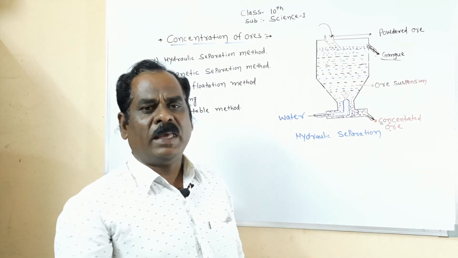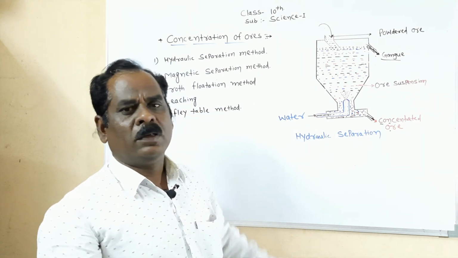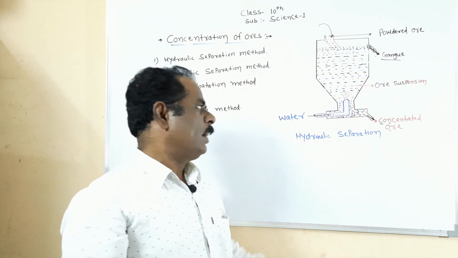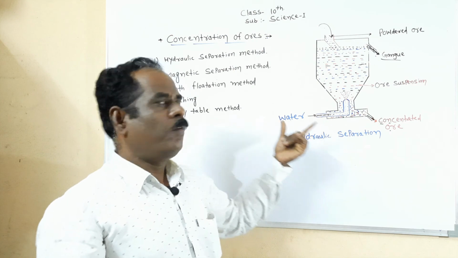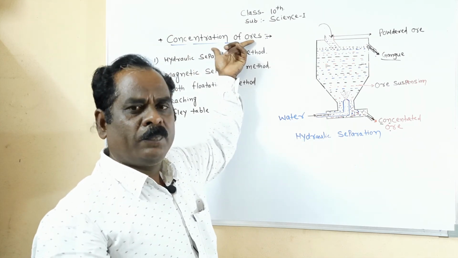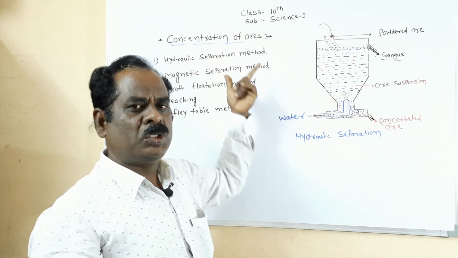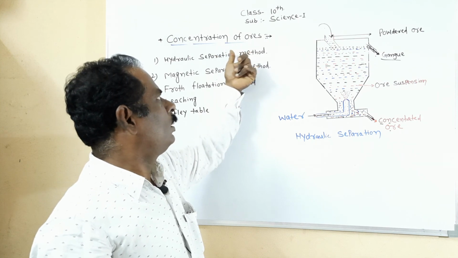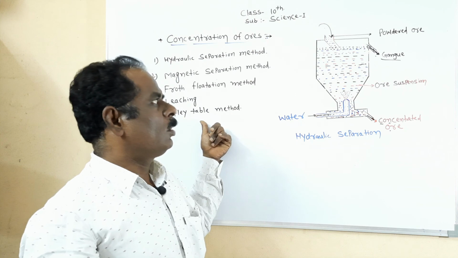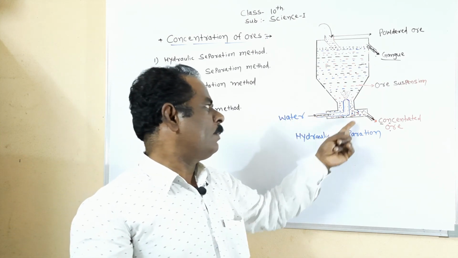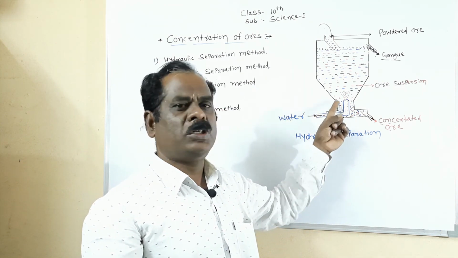Questions may be asked in the examination on this point. Write short notes on hydraulic separation. Second question, define the concentration of ore. Third question, write short notes on the concentration of ore and write its different types of methods. Or, draw a well labeled diagram of the hydraulic separation method.